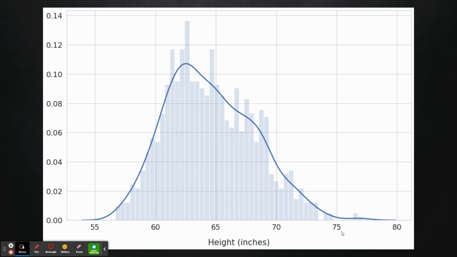To summarize, density curves are curves that model an actual distribution. The area underneath it adds up to 1.